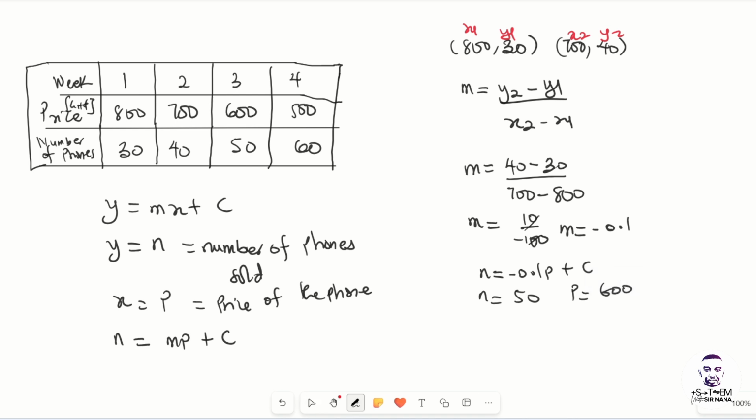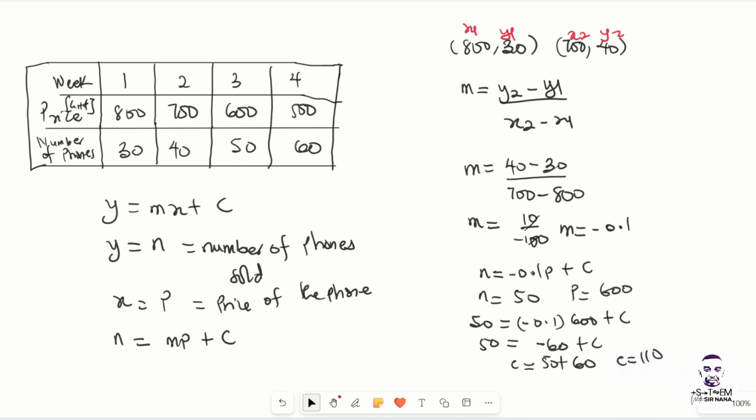So we have 50 equal to negative 0.1 multiplied by p, which is 600, plus c. Negative 0.1 multiplied by 600 gives us negative 60, plus c, and this gives us 50. That implies that c is equal to 50 plus 60, so c is equal to 110.